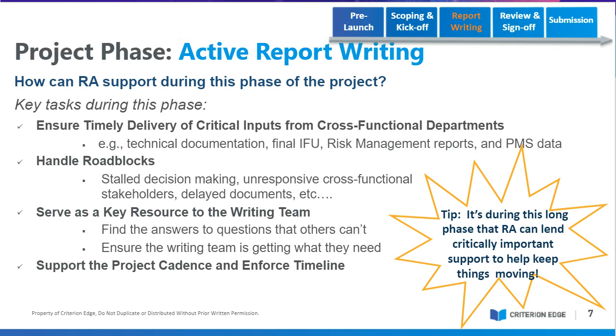Risk management reports. We're going to need those. With the way we write CERs, we tend to need those more towards the latter half of the project. So they're not needed right up front. The IFU is needed right at the beginning. The risk management is absolutely needed probably about halfway or two-thirds of the way through, because that's the next to the last section of the CER.